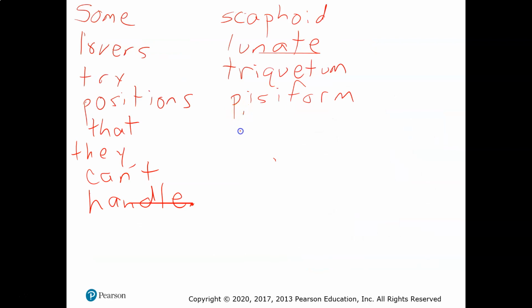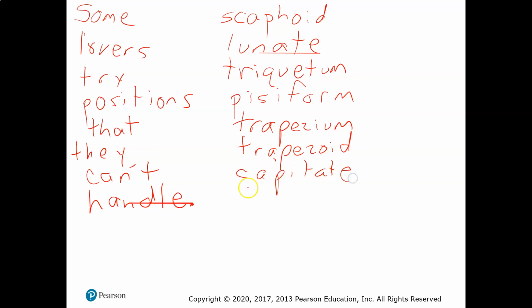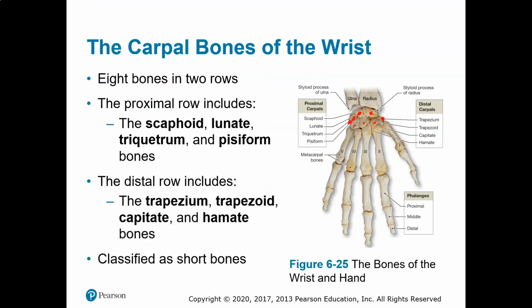So trapezium, trapezoid. Those are going to be the two hardest to remember, which ones go with that and they. And capitate and hamate. So these are the names of the carpal bones or the wrist bones and a mnemonic device to help you remember them. And then they're listed here as well on this page.